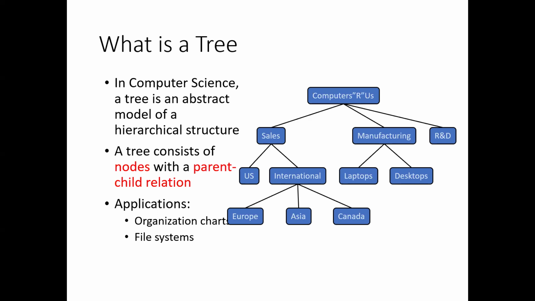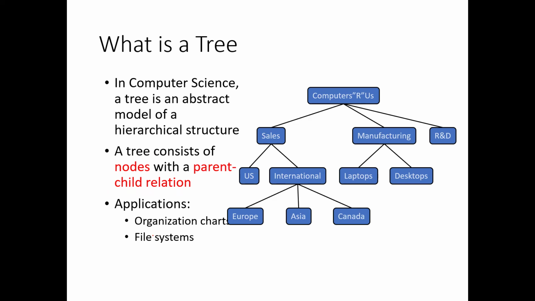Now, unlike a linked list or an array, where everything is stored in a sequential manner, just adding one next to another, a tree is not like that. A tree is a non-linear data structure. It represents parent-child relationships. These two are the main key points. That's what a tree is.